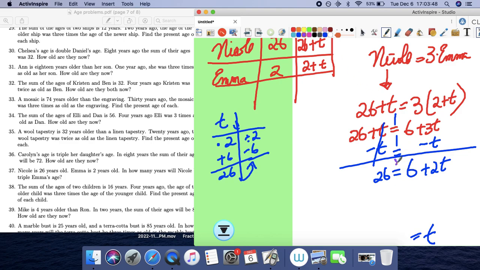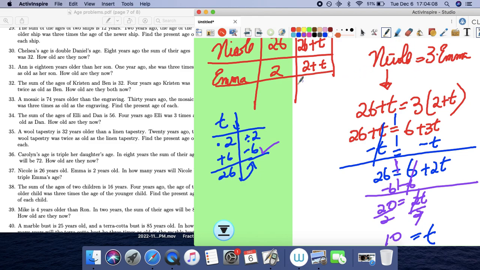So, minus 6 here, minus 6 here. Those two 6's go away because that's just 0. 2t comes down, and on this side we get 20. That's done, so now I have to divide both sides by 2. Divide by 2, divide by 2, and t equals 10.